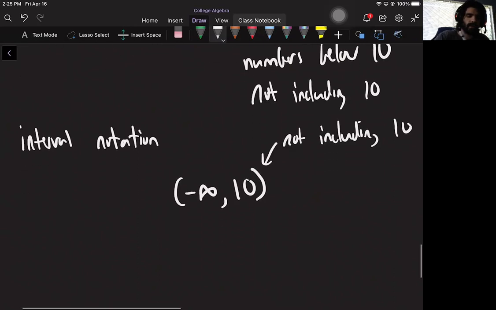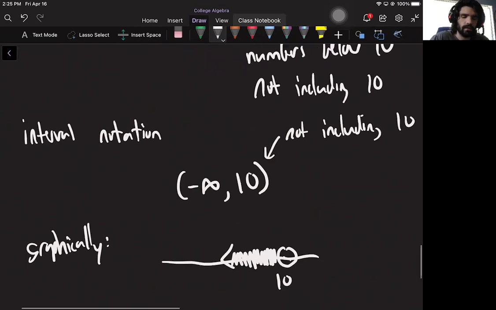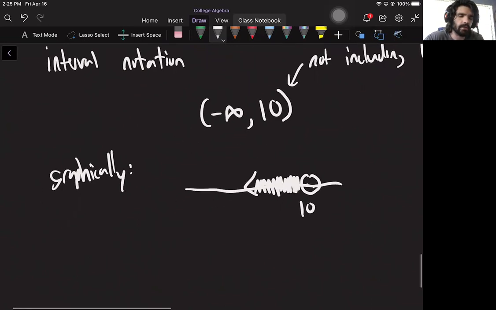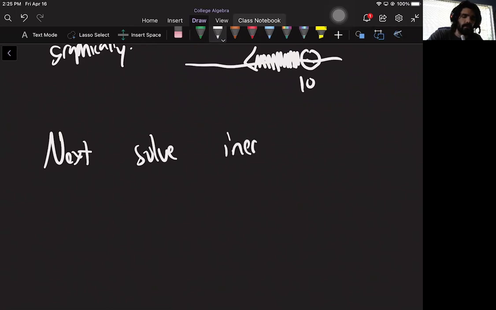And then you might be able to guess that graphically, the way we draw it is same as before. We put 10 wherever you feel like, and we don't fill in the bubble, and then we shade the left side because we're going forever to the left. Okay, so those are the 4 types of interval notations that we're going to need really for now. And so now we're ready to solve some inequalities. So let's do it. Next, solve inequalities.